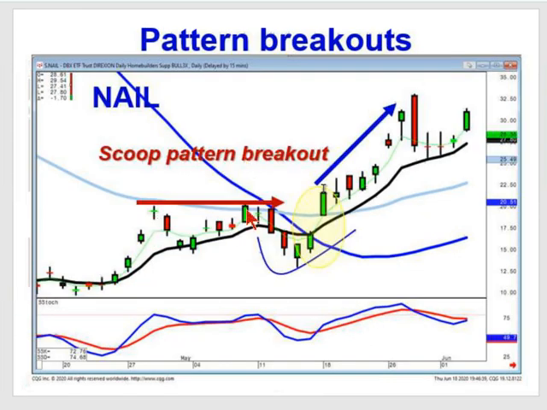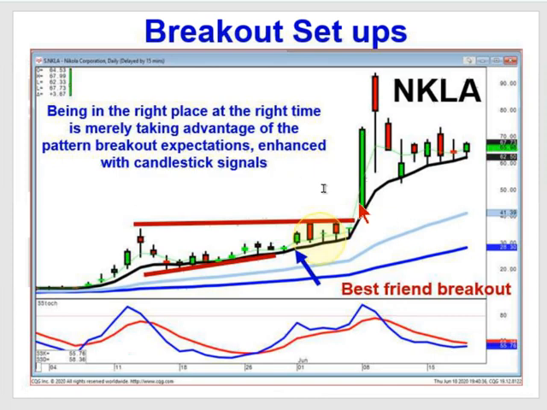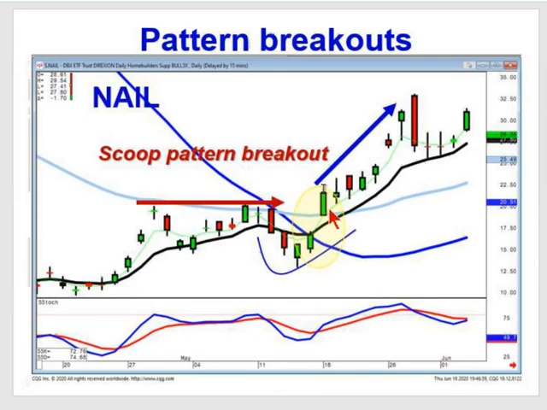A few weeks ago we were in NKLA because of the scoop pattern breakout. It just puts us in the right place at the right time. Now a breakout could be a huge price move like this in one day, which obviously everybody's hoping for, or the same scenario where you get a big price move, but it may be the next move that's going to work consistently or produce a big trade.